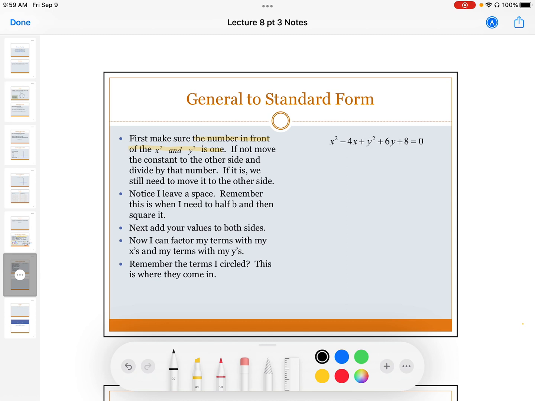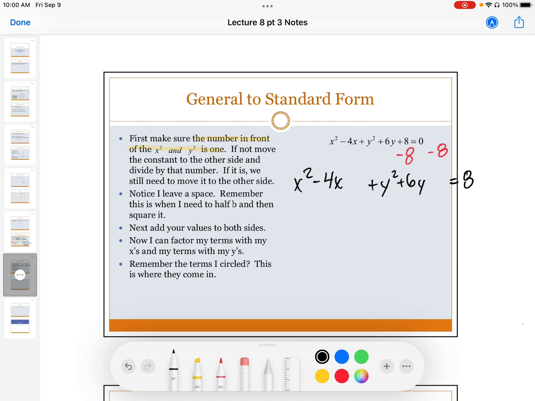Okay, so I need to move my constant term, so I'm going to move my 8 over to the other side. Okay, and then I'm going to write this out, x squared minus 4x, and I need to leave a space because remember that space is for our magic number. I'll have a plus y squared plus 6y, and then again, I'm going to leave a space, and then that equals 8. So I have two spaces here, which means I'm going to have to find two different magic numbers, and I'm going to get two different secret numbers.